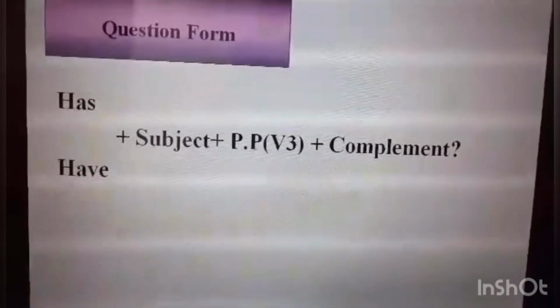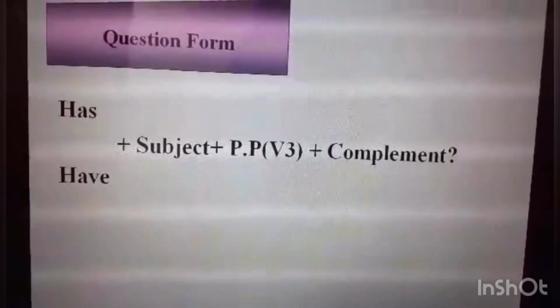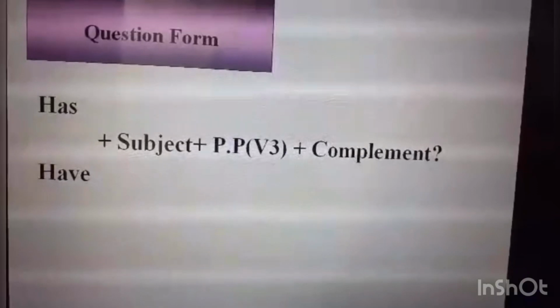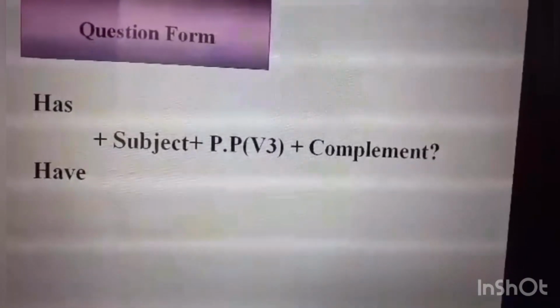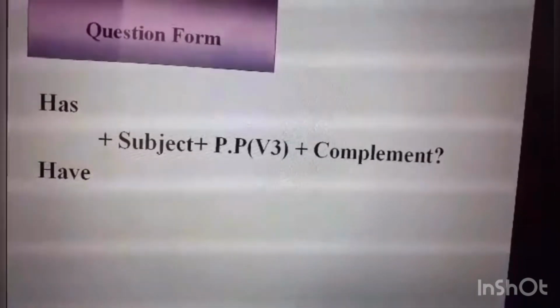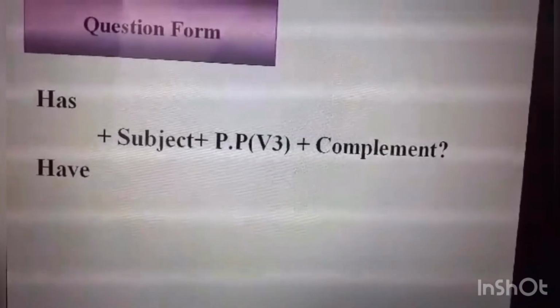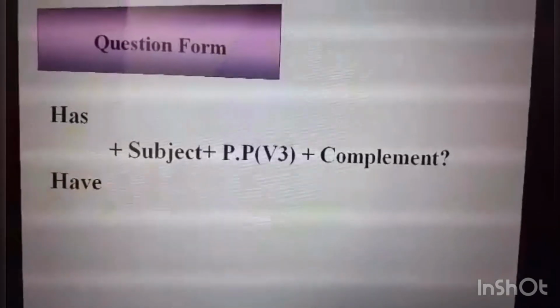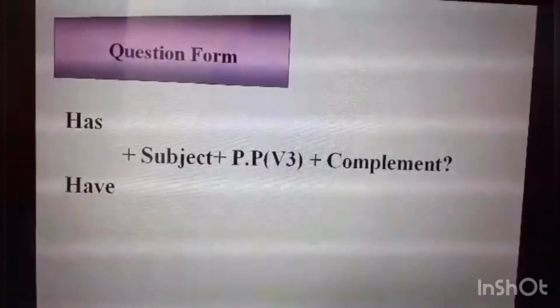For a question form or a question pattern, you should begin the question with has or have. So has for singular and have for the plural. After has or have, we have a subject, and after the subject, we have a past participle, or verb 3, and the complement of the question.